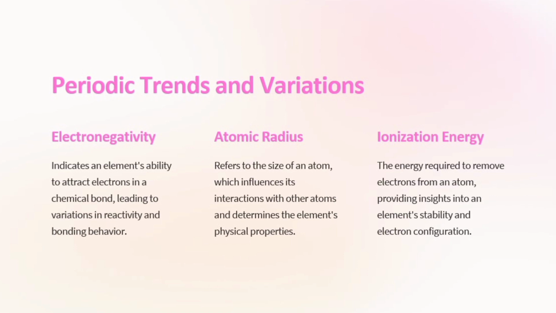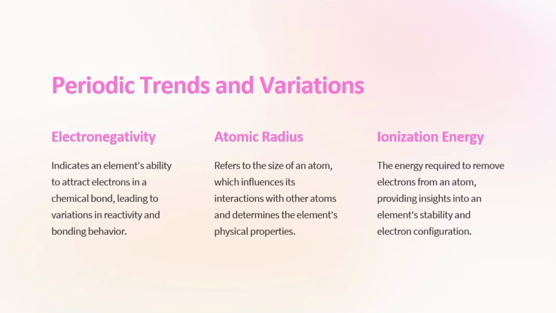All right. The next is the atomic radius. It refers to the size of an atom, which influences its interactions with other atoms. So that is the distance from the center of an atom to the center of the other that are bonded together. Yes, or you can say from the nucleus, which is the center, to the valence shell. So let's take note of that. And it determines the element's physical properties.